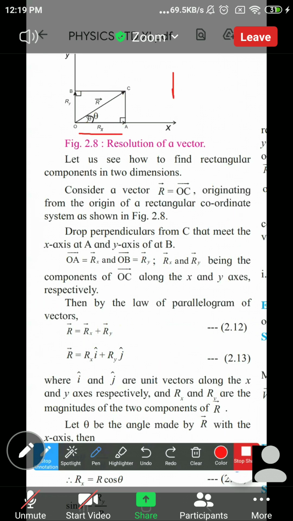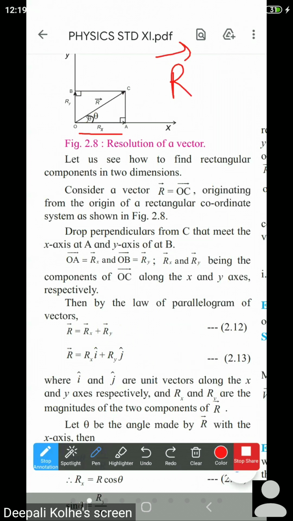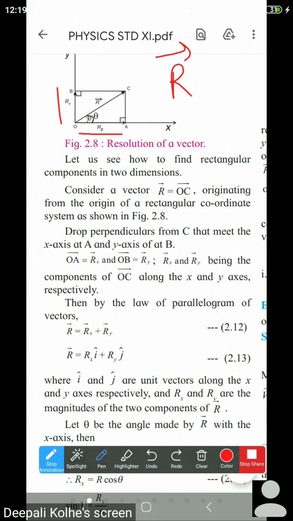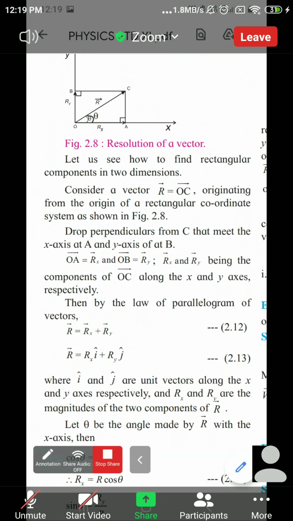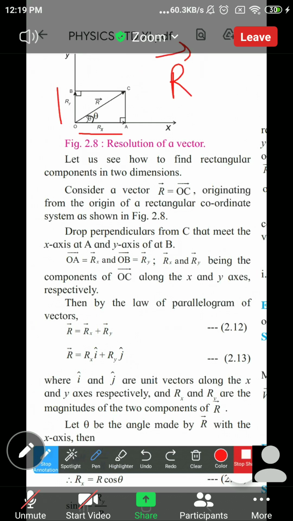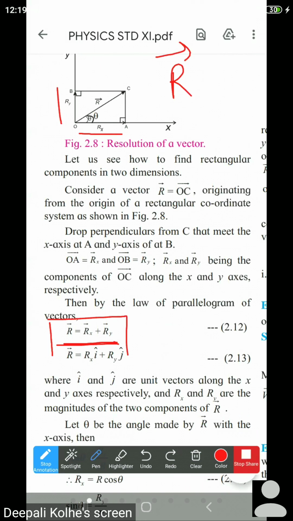Rx is the component of r bar along the x-axis and ry is the component of r bar along the y-axis. And here by using the law of parallelogram for vector addition, यहाँ पर देखो, we can write a statement. The law of parallelogram for vector addition says: if two vectors are represented in magnitude and direction by the two adjacent sides of the parallelogram.